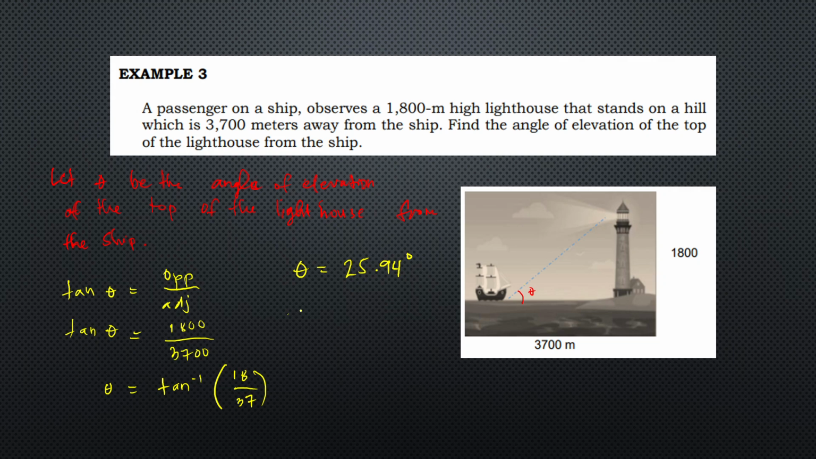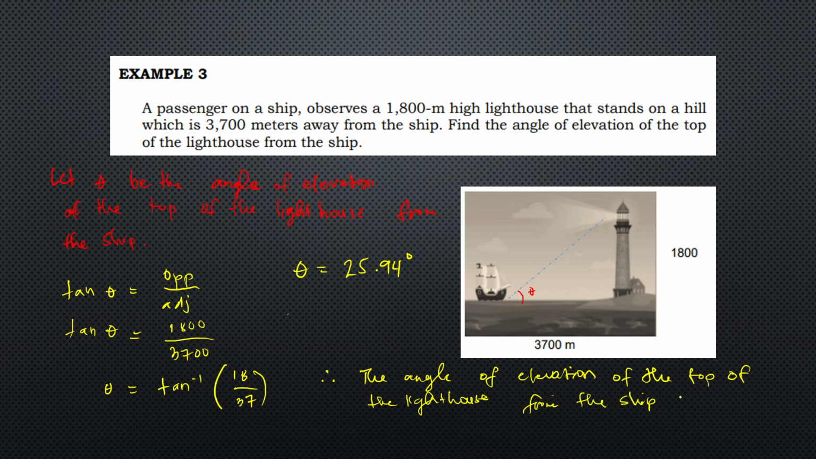Okay? So the angle of elevation, therefore, we write it in sentence form: the angle of elevation of the top of the lighthouse from the ship is 25.94 degrees.